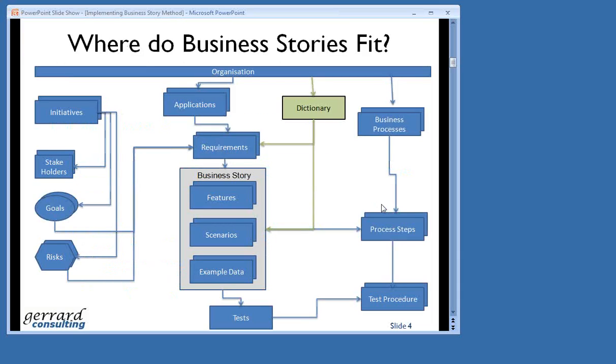In terms of where business stories fit, they fit right in the middle, actually, of every aspect of software delivery. You'll notice on this diagram that I haven't even got development activities on here. I am coming at this from a business perspective. So stories do fit right in the middle. They fit between requirements and business processes, and they should feed back to the initiative, goals, and risks that are identified by the business stakeholders.